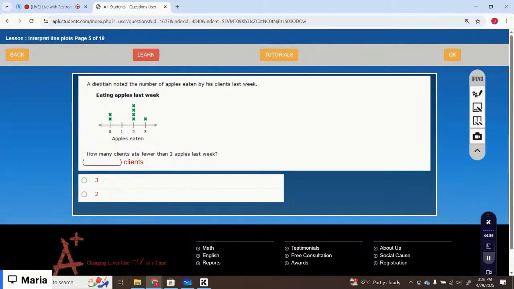A dietitian noted the number of apples eaten by his clients last week. How many clients ate fewer than two apples last week? Fewer than two is 0 and 1. Option number two is the correct option. That is two.